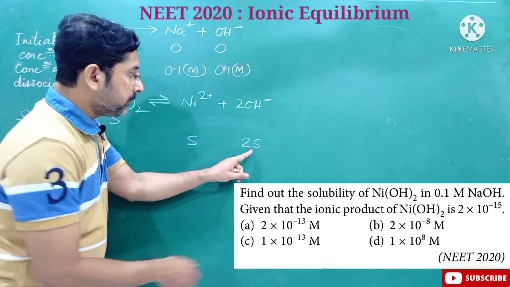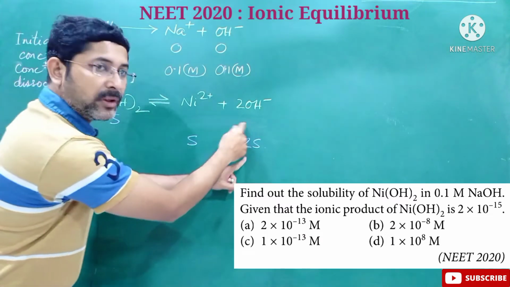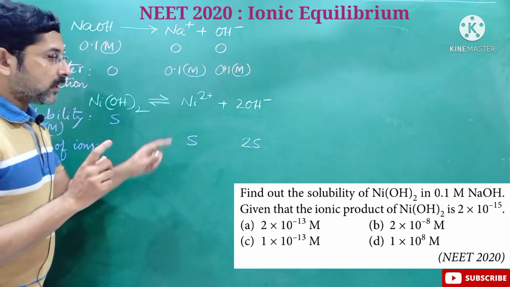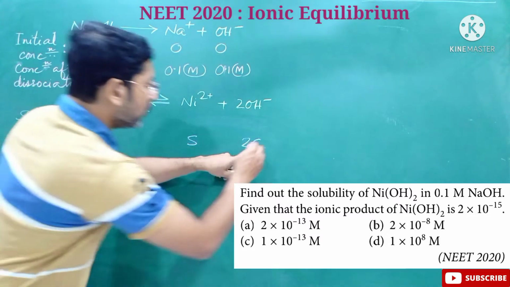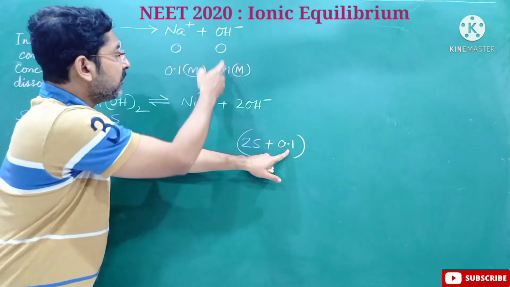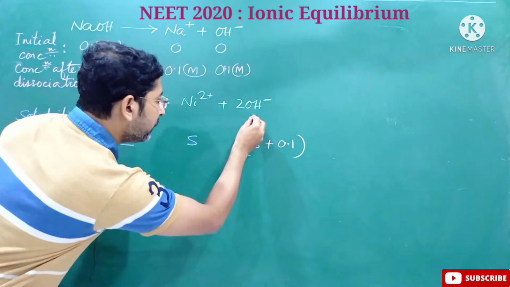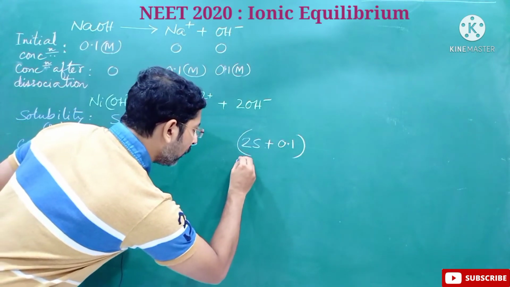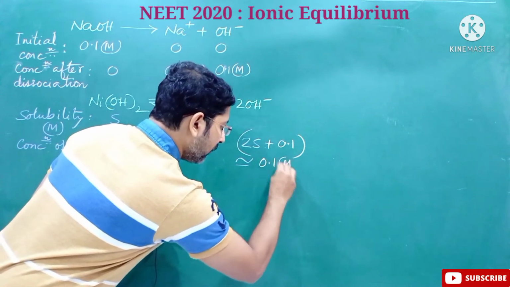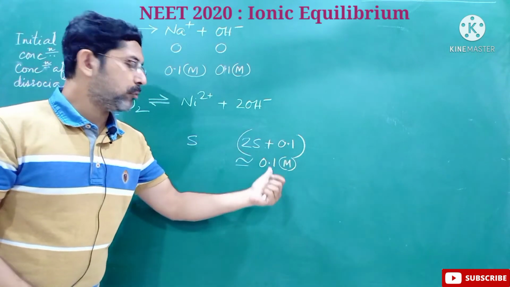Now look very carefully. The concentration of hydroxide from nickel hydroxide is 2S, but hydroxide also comes from sodium hydroxide. So the total concentration of hydroxide will be 2S plus 0.1, where this 0.1 molar comes from sodium hydroxide. Another very important point is that this is almost equal to 0.1 molar, because the solubility S can be neglected with respect to 0.1 molar.